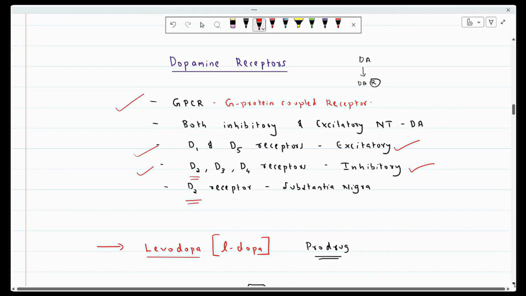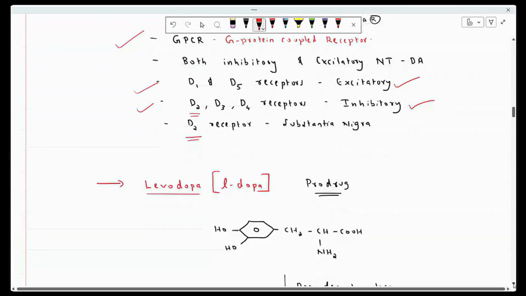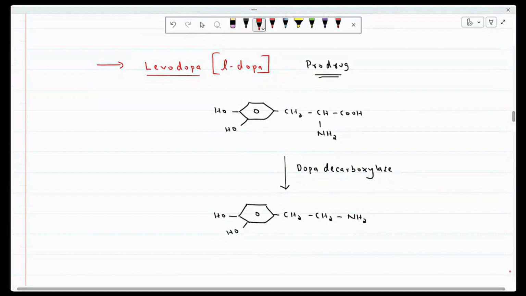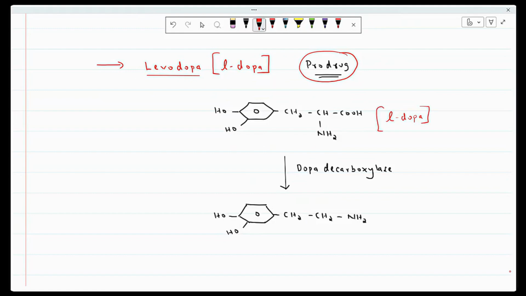Now we'll move to the first drug from this chapter, levodopa, abbreviated as L-dopa. The first point you need to remember is that it is a prodrug. As such, levodopa does not have any effect. This is the structure of levodopa. Look at the structure: there is a benzene ring, 2 OH groups, and a CH2 followed by another CH2.